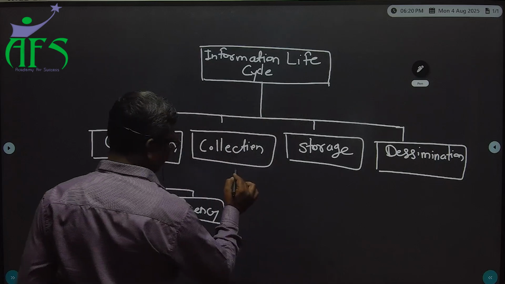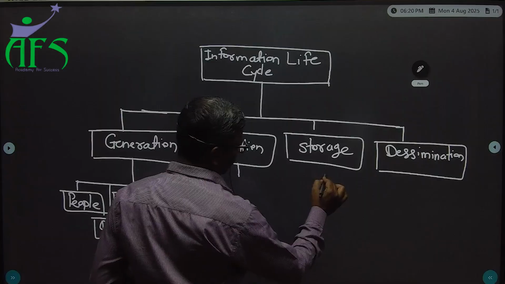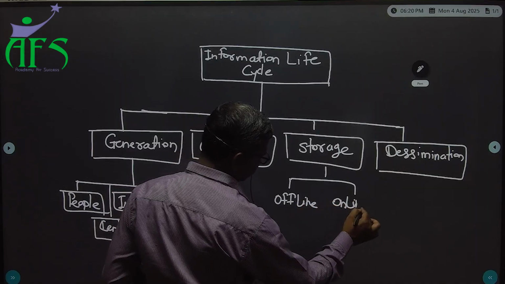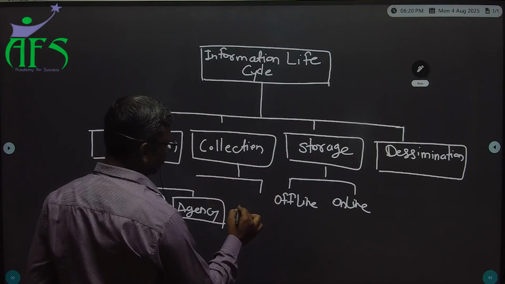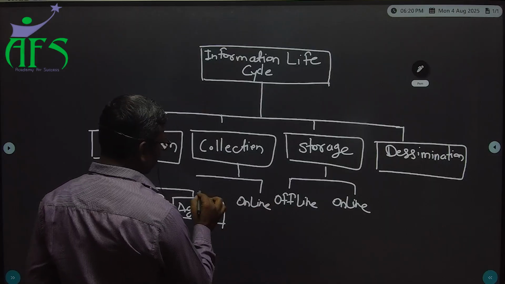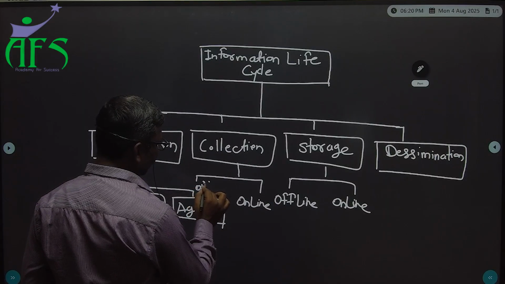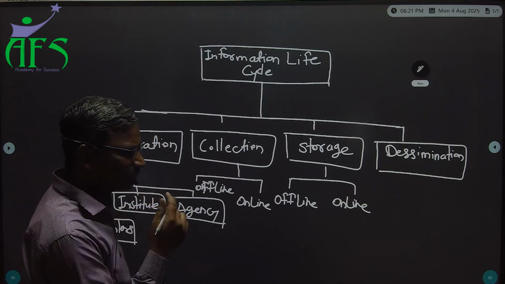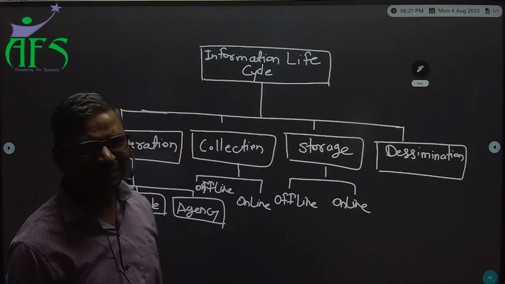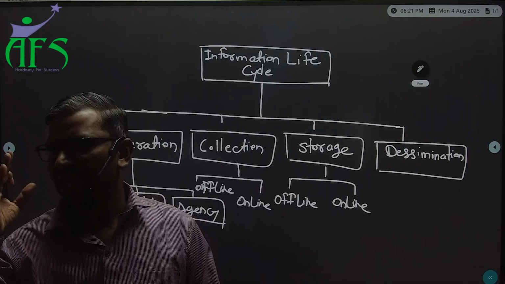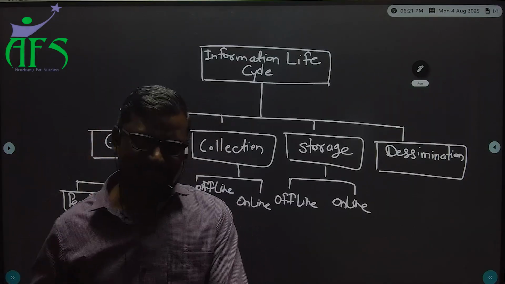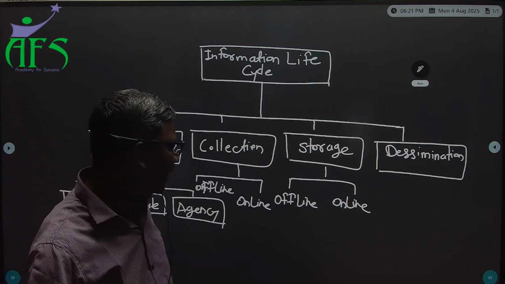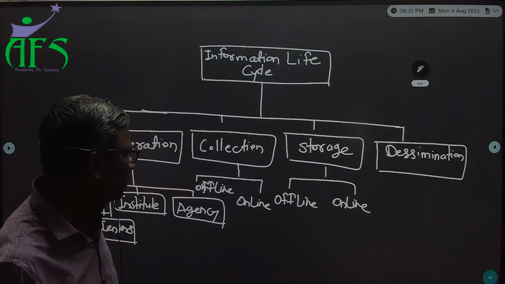First of all, we see that here also there are offline and online methods. So in this way, collection storage also has offline and online methods. Offline means there are many registers, many files and other different types of criteria we can use to store offline information. So which are the methods we can use to store the online information?